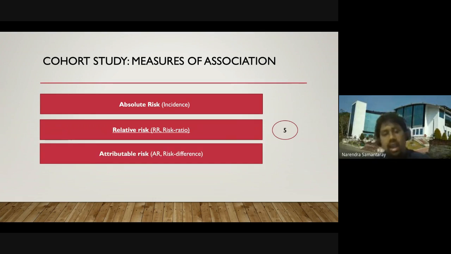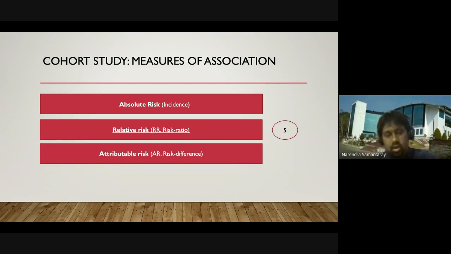Now let's come to the attributable risk. This is also known as risk difference. What is attributable risk? It is the absolute effect of a certain kind of risk factor. It tells what is the additional risk of a certain exposure. I'll give you an example, then you'll know the interpretation of it. I'll also tell the formula so that you will understand the attributable risk.